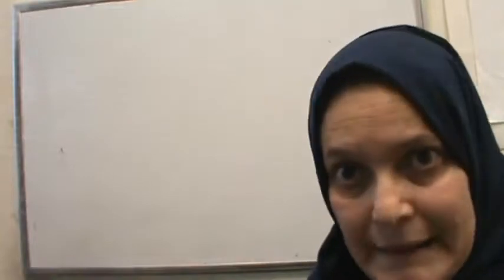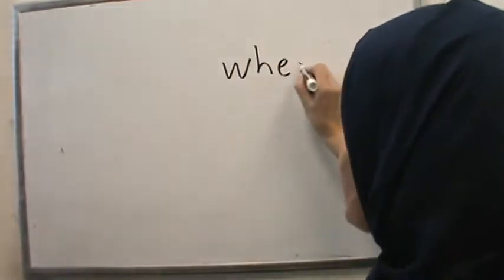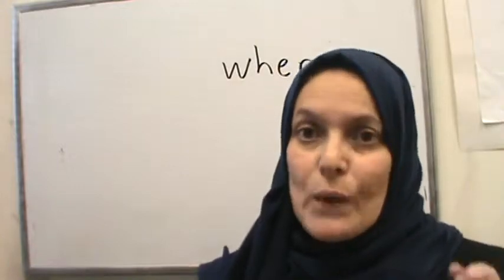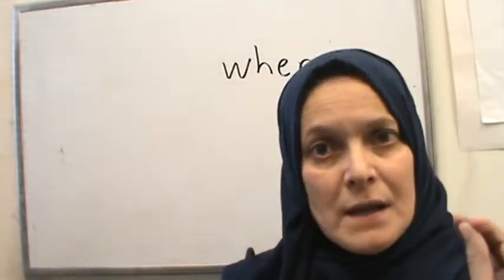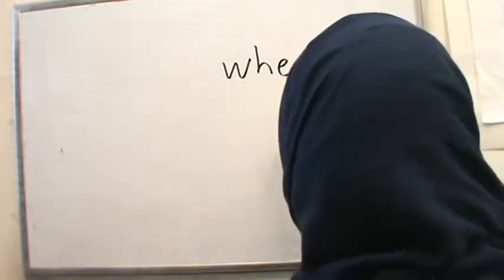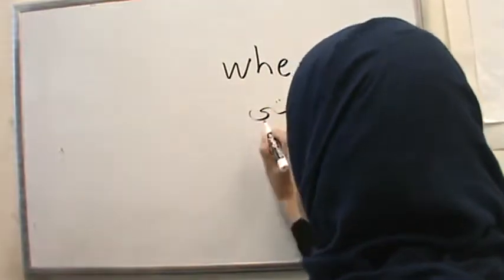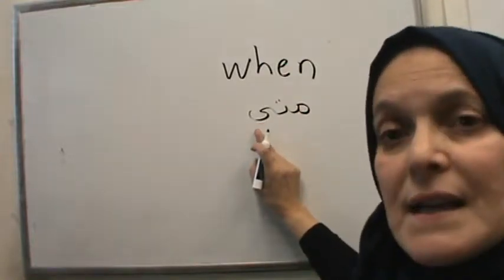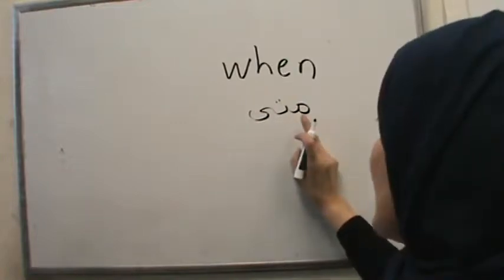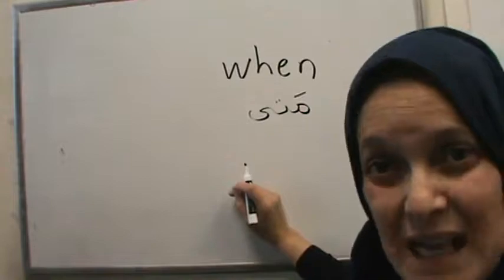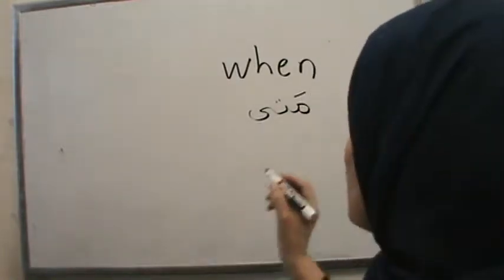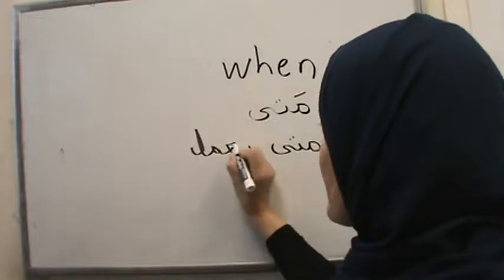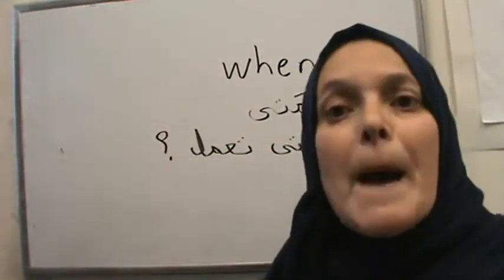And then we have when. Again, we have two forms of "when": one that goes with a question and one that goes with a statement. The "when" that goes with a question is mata. This is an alif maksura. It's a chopped alif. It looks like a ya, but it doesn't have two dots. It's a form of a. Mata is when. Example: mata ta'mal? When do you work?